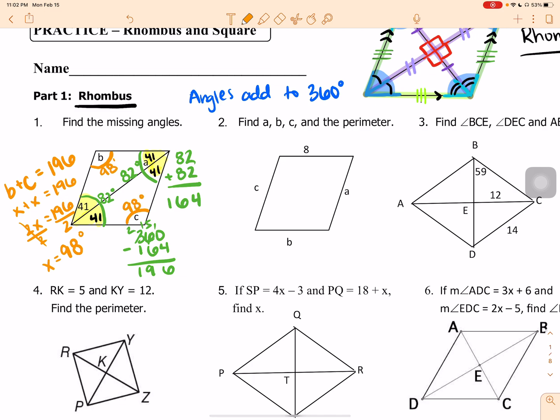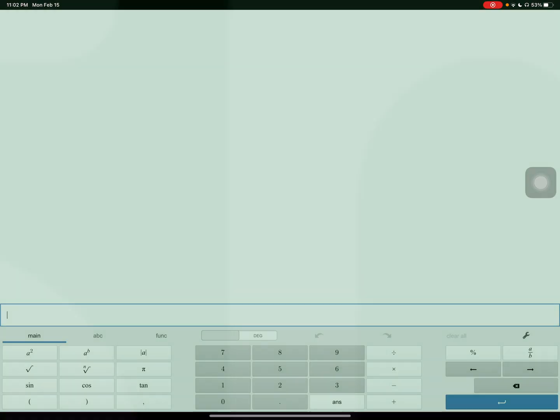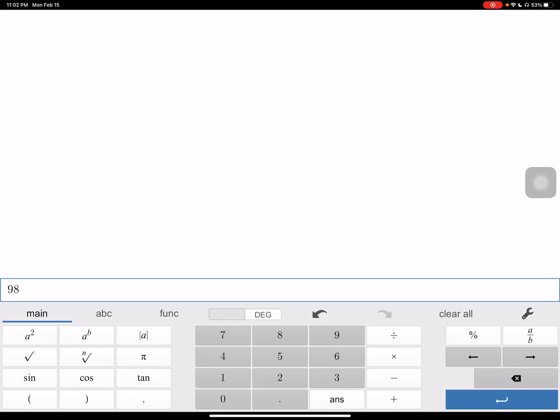And you can always double check this if you use a calculator. You can do 98 plus 98. So let's do it real quick. I won't do this every time, but just for this one. 98 plus 98 plus, oh man, I have the worst memory. I think it was 82 plus 82. Yeah, so they add up to 360 degrees.